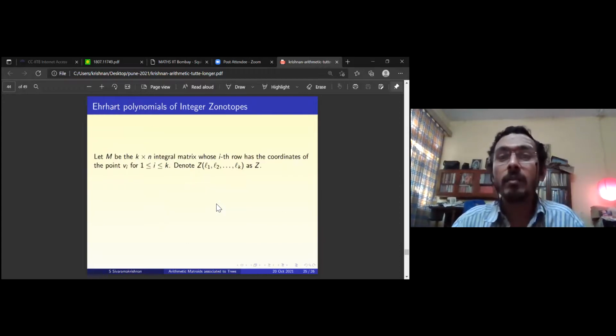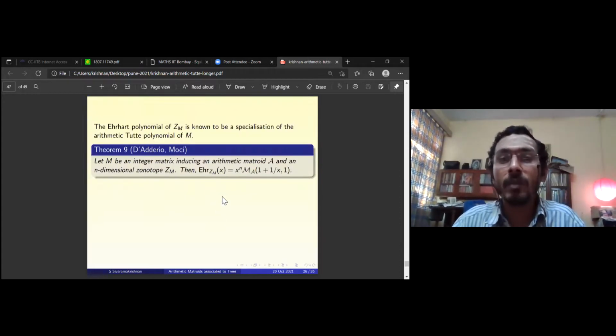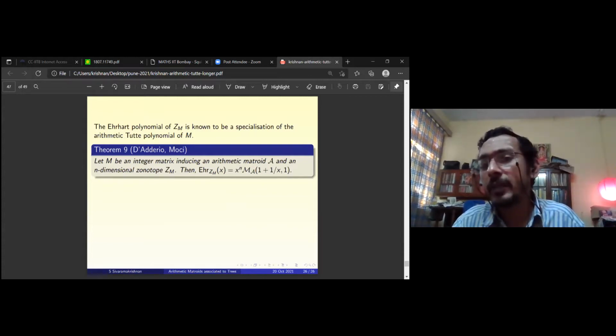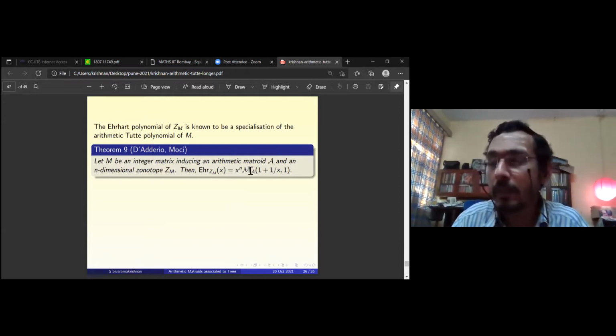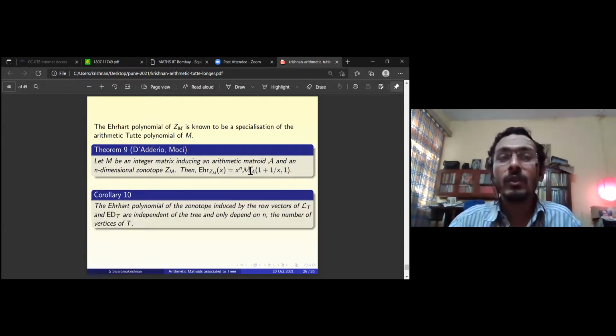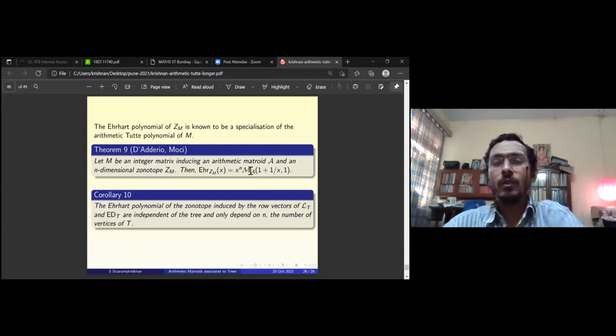You have to do some work, but here is a theorem which says that the Ehrhart polynomial is actually equal to some expression where you plug in the arithmetic Tutte polynomial, 1 plus 1 by x comma 1, and x to the n, and you multiply. That's all you do. This is what you do.